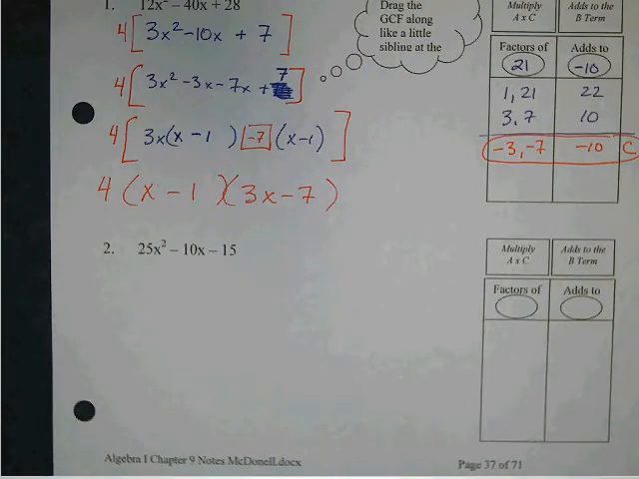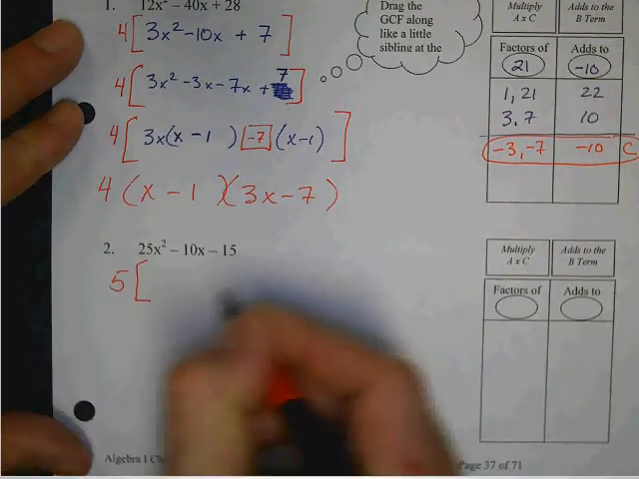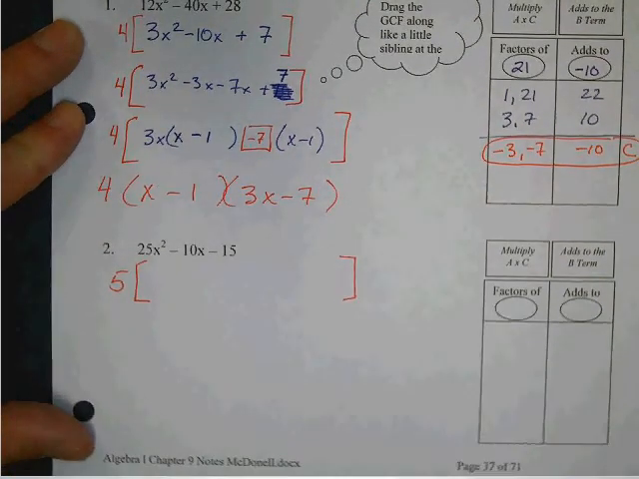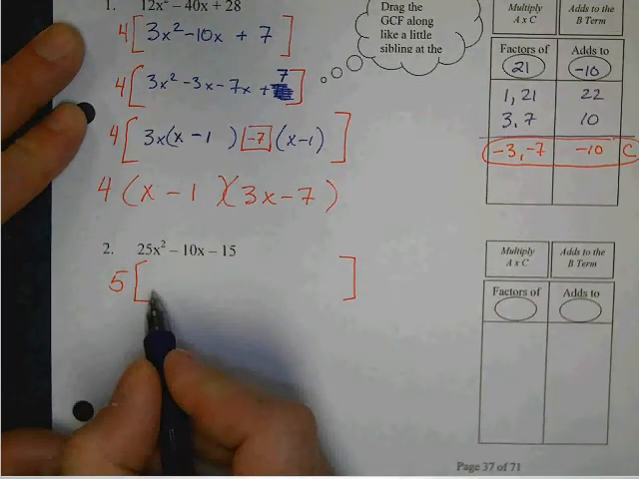All right. Look at number 2. 25, 10, and 15. Big numbers, right? 5. Anything bigger? No. All right, so let's take out the 5. Mr. Switek, are you good with GCFs? Can you pull it out for me?